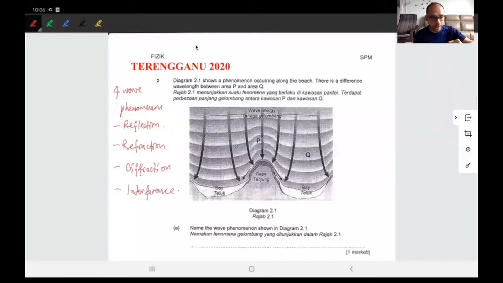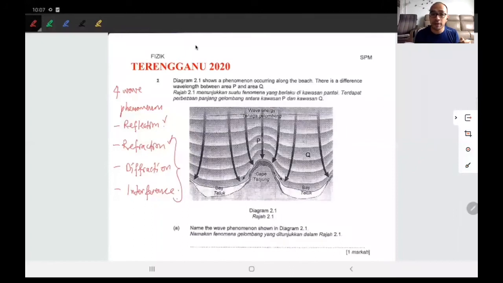Don't forget that in chapter 5 in form 4, you learn actually reflection and refraction. Reflection is mirror, cermin, and refraction is kanta, kanta mata. But that is light. When we talk about waves, they extend it further to include the 2 extra wave phenomena, which is diffraction and interference.